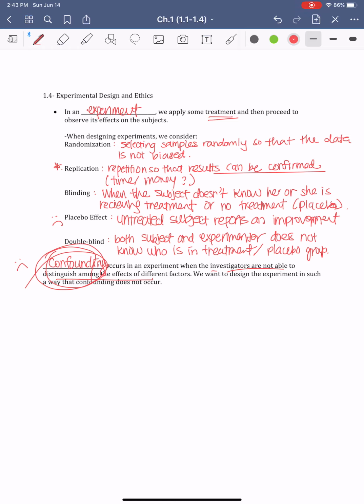Okay, so this is basically all for chapter 1. There are a lot of terms and definitions. Starting chapter 2, we'll go through a little bit of a calculating part.